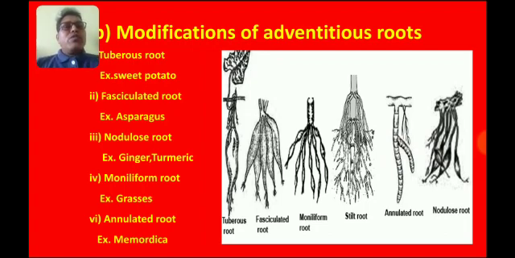In fasciculated roots, all the roots are in the form of a cluster. They are arranged in a fasciculated manner. And the moniliform root shows ridges and waves or furrows on the roots. And in the annulated kind of roots, the roots are just like annular rings, developed one above the other, forming annulated structures. That's why it is called the annulated root. So this is about the different kinds of modification of the adventitious roots.